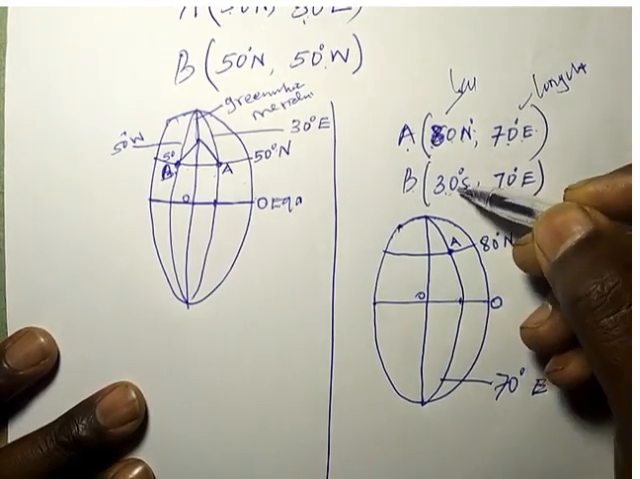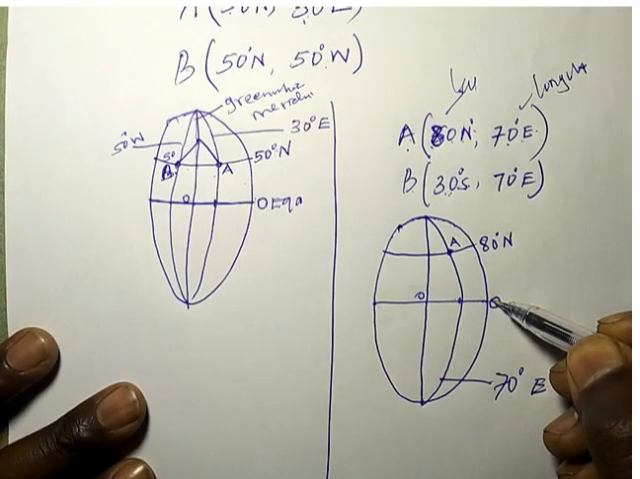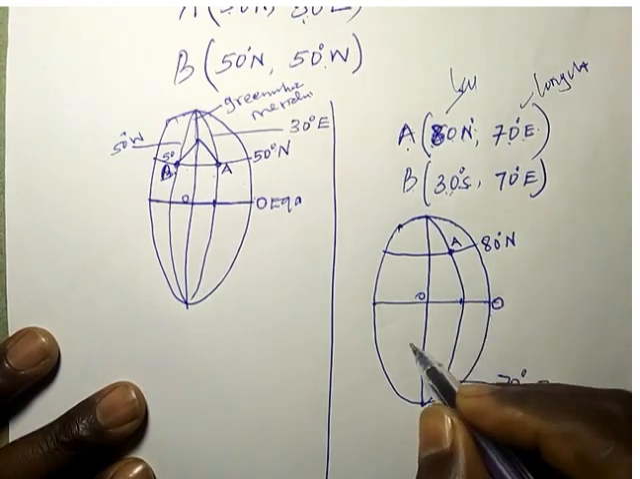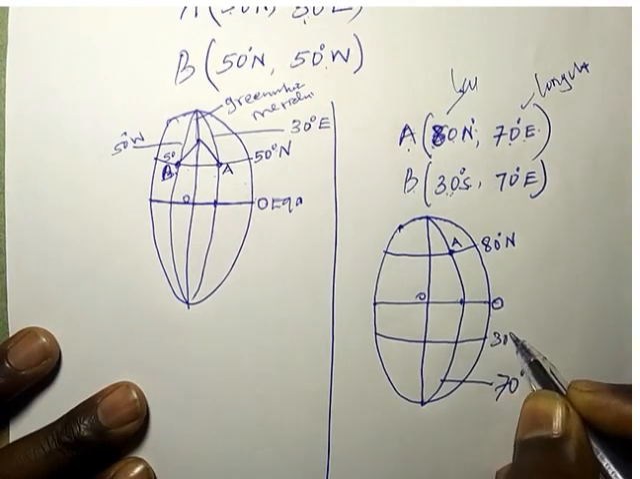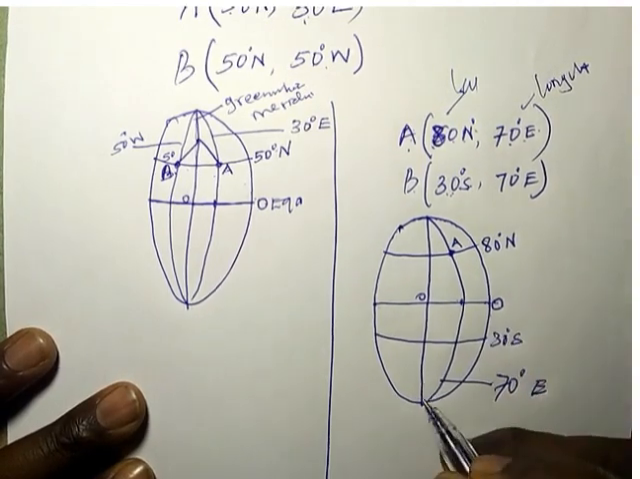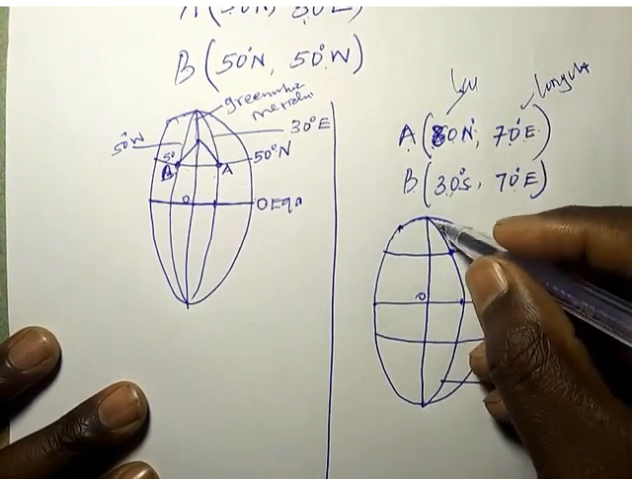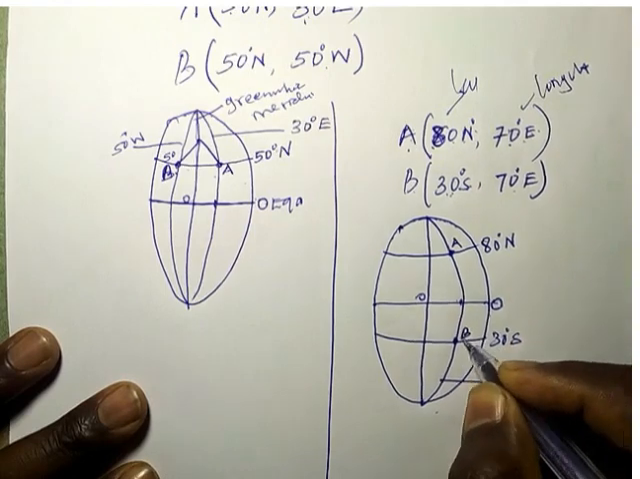Point B is 30 degrees south. So this one tells us it is below the equator. So this is the equator. If this is the equator 0, south begins here, downwards. So it means 30 degrees will be somewhere here. This is 30 degrees south, right? But they are on the same longitude, this longitude 70, so it means this is point B.